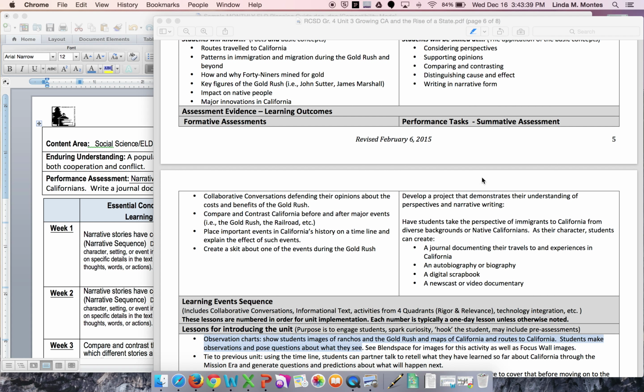What I did was, taking this fourth grade unit as an example, wrote down, we're talking about social studies, the unit is called Growing California and the Rise of the State. I'm working with students who are at CELT levels 1, 2, probably beginning threes. It's going to be taught in February. The main outcome of this unit is that students will understand the population is made up of citizens from diverse cultural groups, and the interactions between cultures will impact each other and bring both cooperation and conflict. That's from the social studies unit.